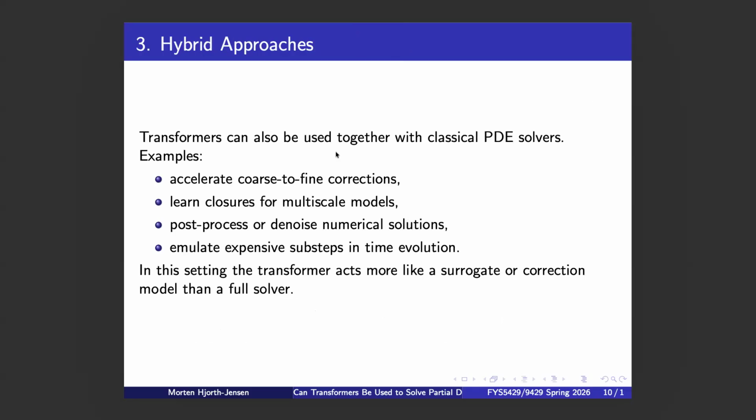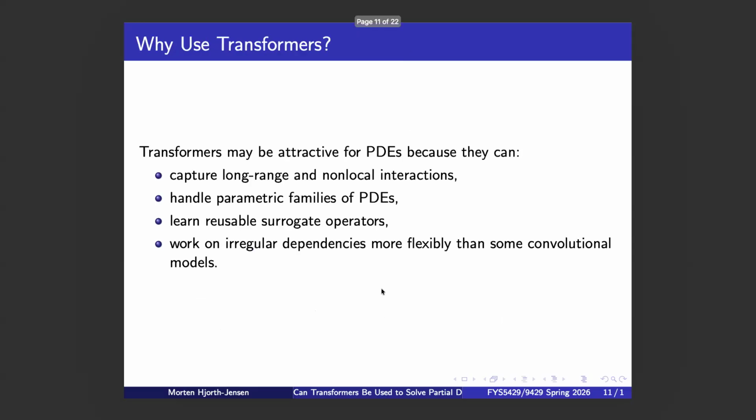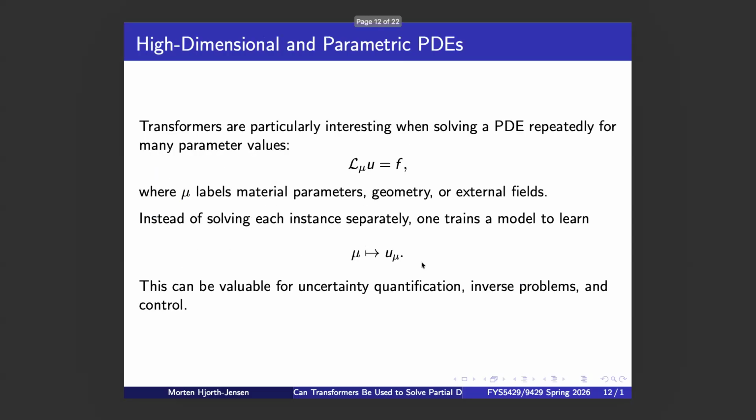And they're actually being used now with several classical PDE solvers. I'm not going to read everything. So this transformer actually acts as a kind of surrogate or correction model. They may be attractive because they can capture long range and non-local interactions, which can be difficult in a standard finite element or finite difference solver. You can solve parametric families of partial differential equations, and you can also add irregular dependencies more flexibly. So I'm not going to say everything here.